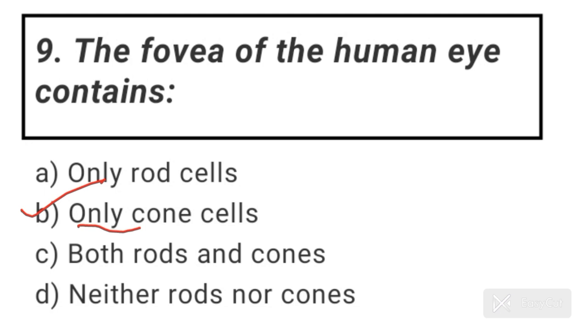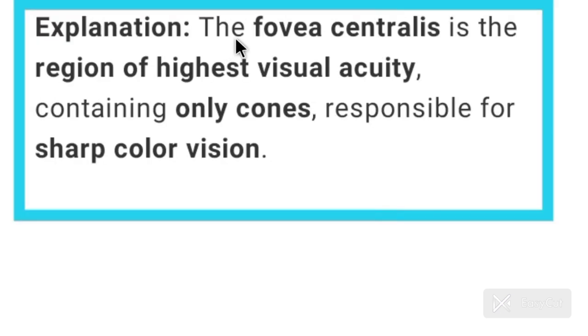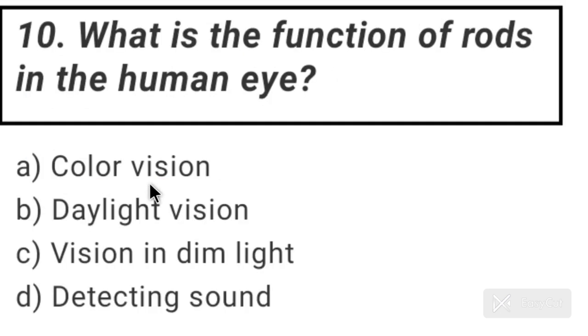It provides sharpest and clearest vision. The fovea centralis is the region of highest visual acuity, containing only cones responsible for sharp color vision. Question number 10. What is the function of rods in the human eye?